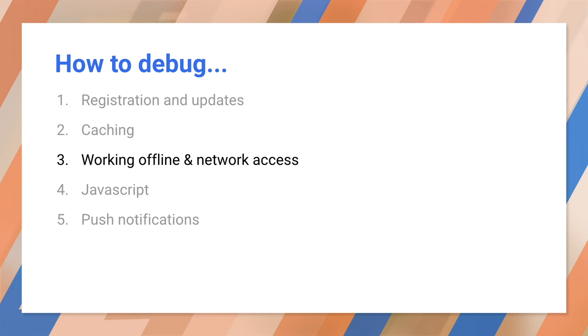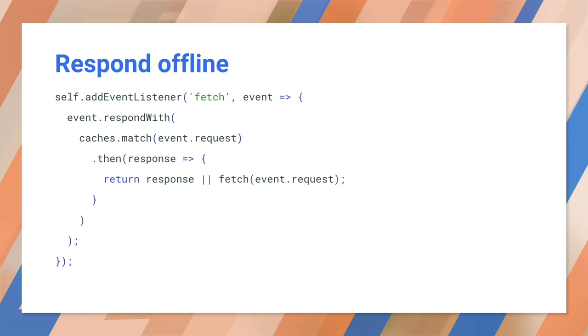Now we want to make the app work offline. Remember that we need to add a fetch handler to the service worker. This will intercept network requests and serve them from the cache. This code adds a fetch handler that serves cache first with a network fallback. In other words, the app will use its cached files and only go to the network if something is missing.